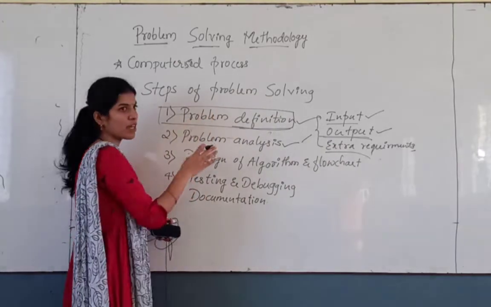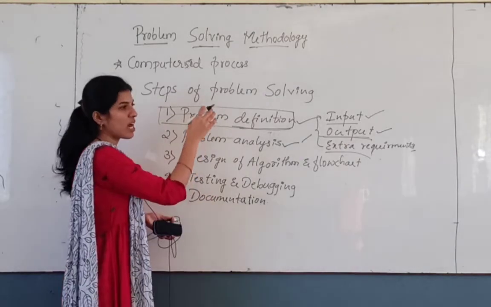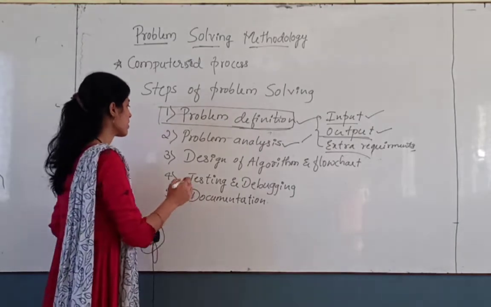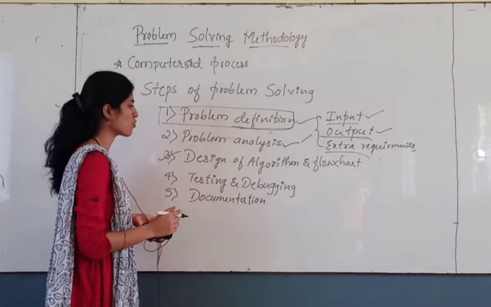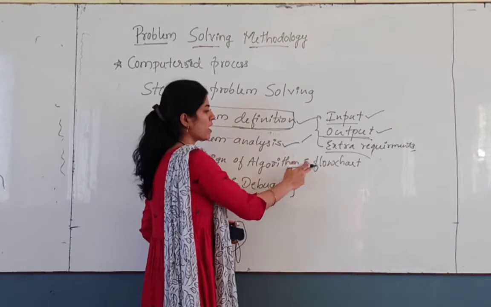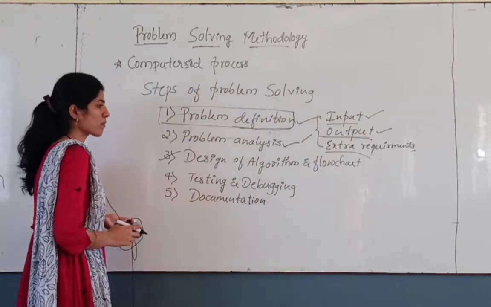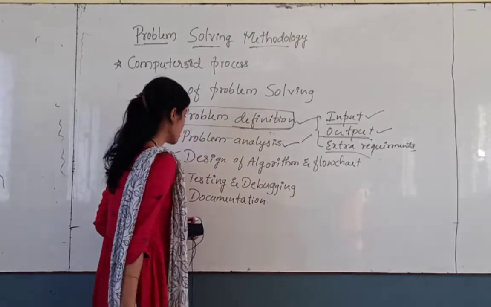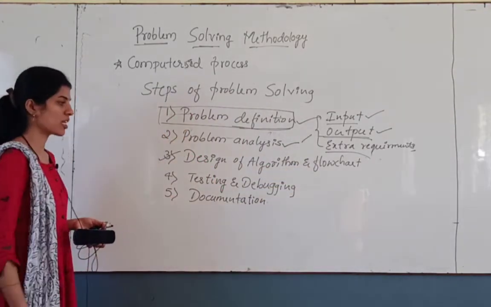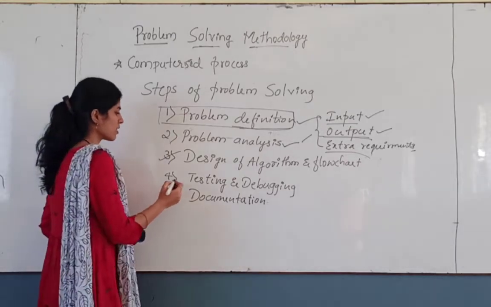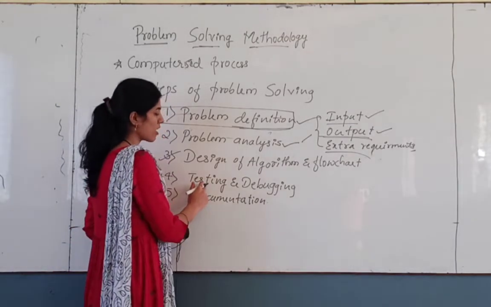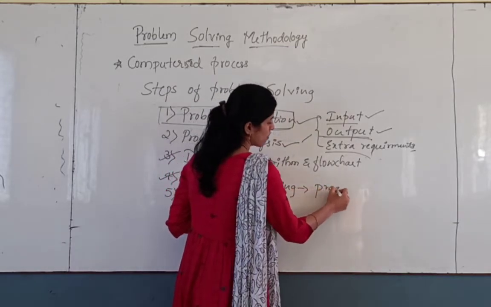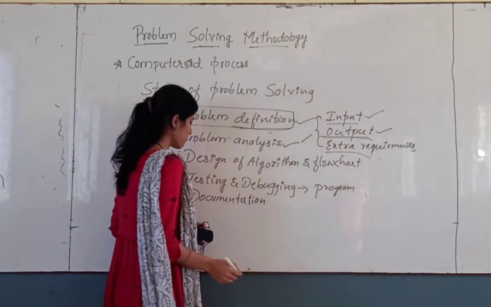First you have to define a problem, and next analyze what kind of problem it is, and the third, important step is to design the algorithm and flow chart. We will study later what the algorithm and flow chart are. Next, the fourth one is testing. Testing and debugging are also an important part of the program.